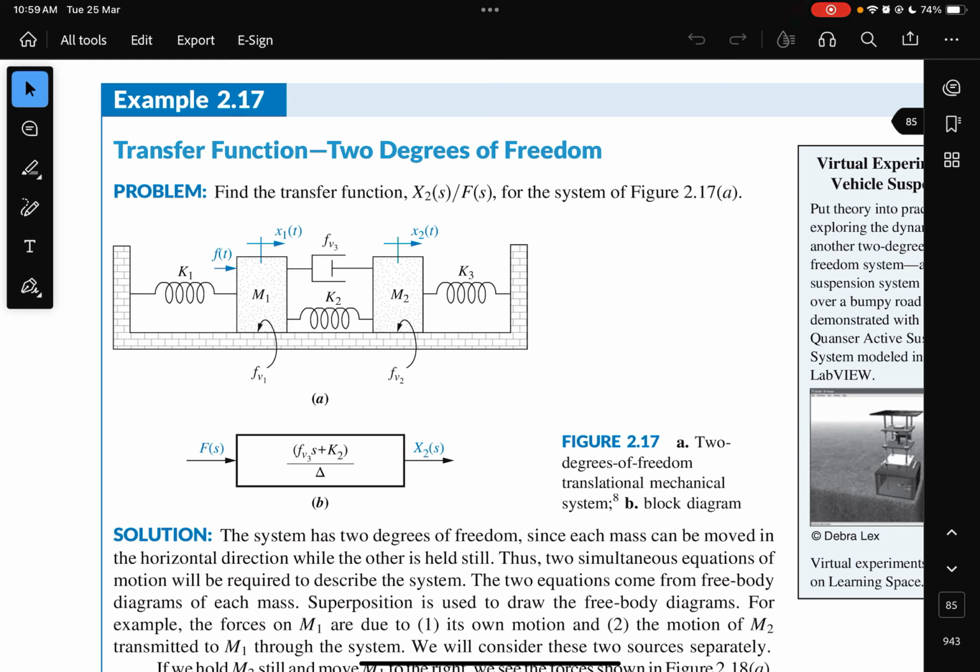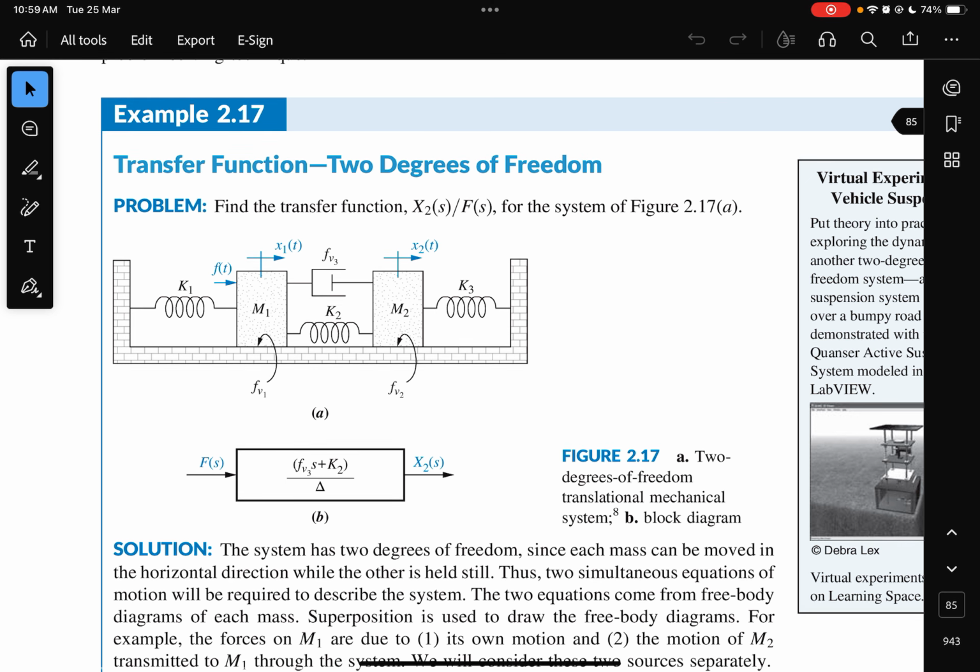So going into this specific example 2.17, the instruction is we need to find the transfer function X2(s) over F(s) for the system in 2.17a. This time we have two blocks of mass, m1 and m2, and there is a single force f(t) pushing on m1 to the right, and then we have two displacements, x1(t) for mass 1 and x2(t) for mass 2.